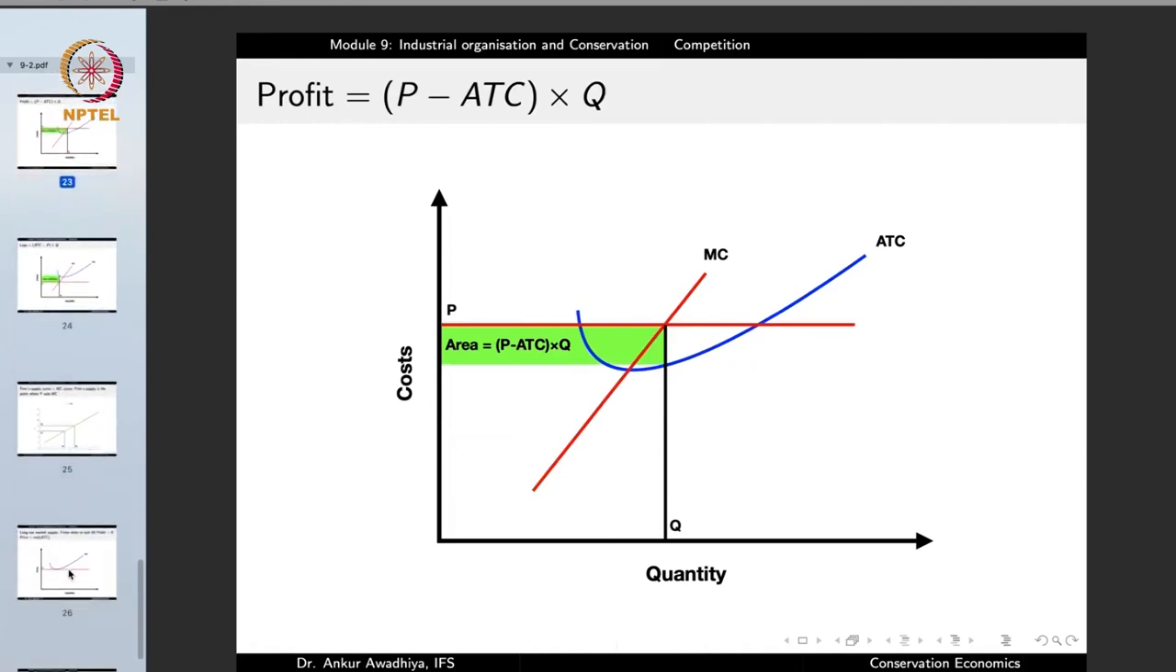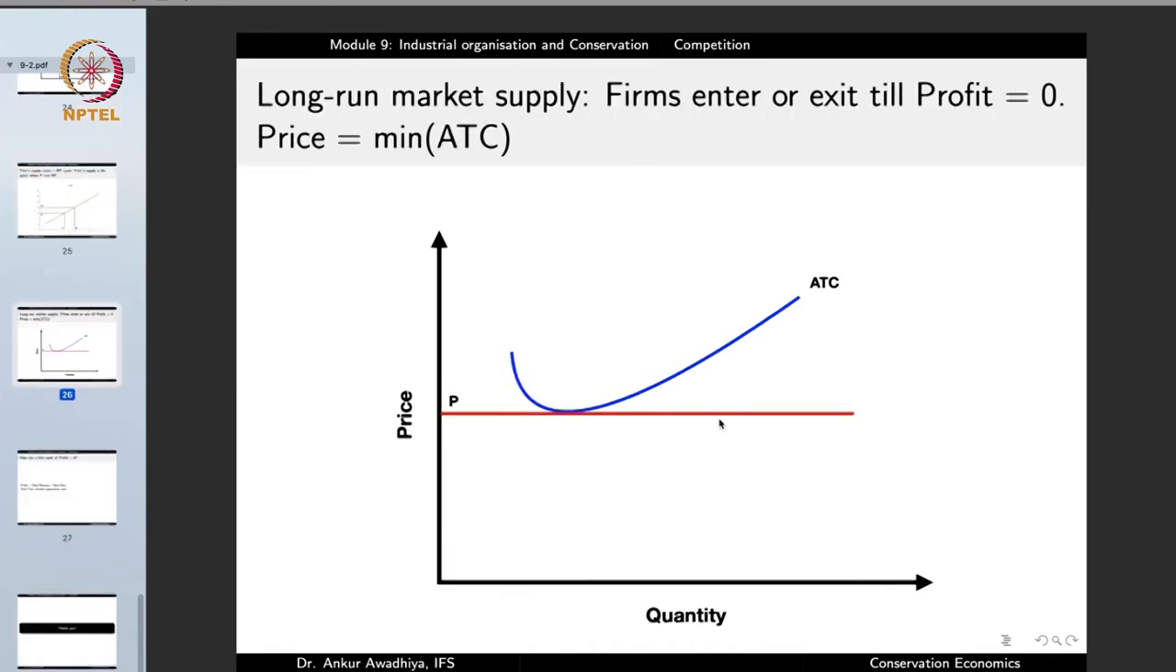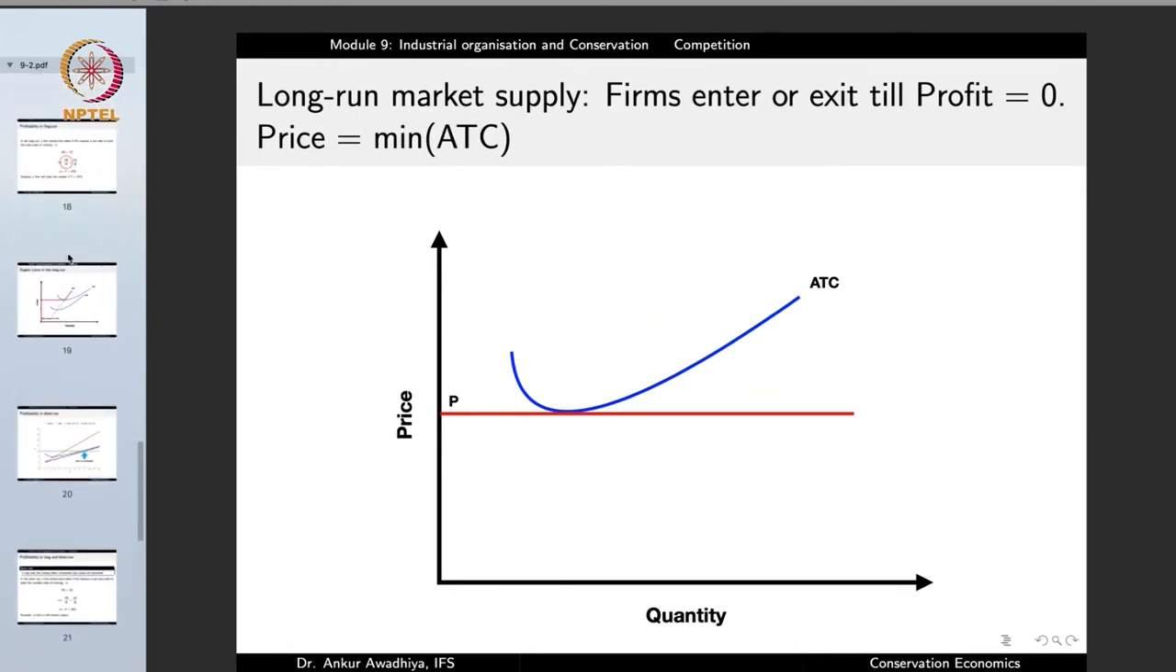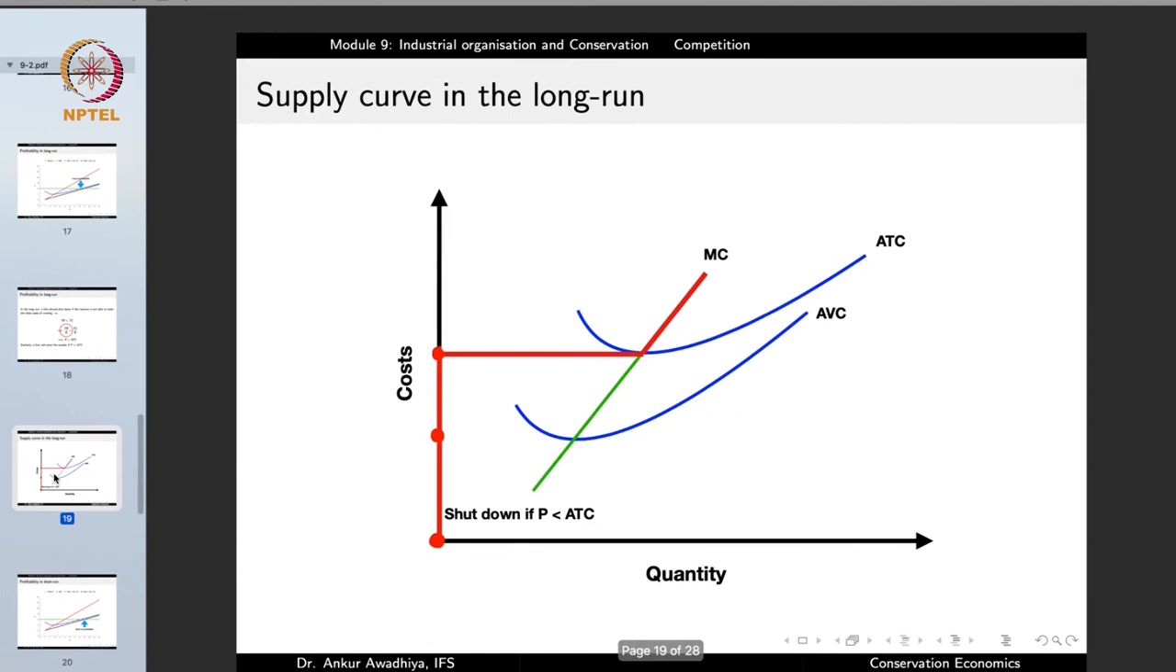Now, in this context, we can look at the profit and loss of the firms. Now, if this is the average total cost curve, if this is the price, and this is the marginal cost. Now, why is that so? We had observed that in the long run, this is the supply curve of one firm. It says that if the price is less than the ATC, then the firm should shut operations. But if the price is more than the ATC, then this is the supply curve.